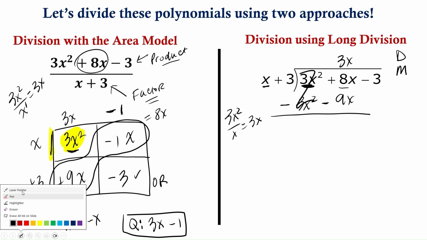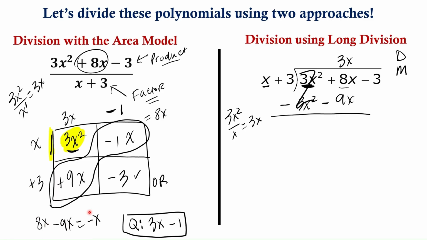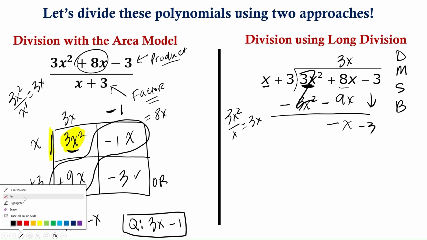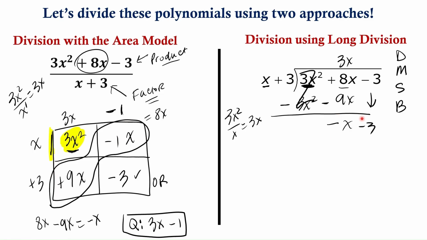Look over here at what we did. We had 8 minus 9 to find that unknown value in terms of this area of this box. We're doing that right here. So I'm going to do 8 minus 9, which is going to give me negative x. We're going to subtract that, like we just did. Then we're going to bring down that negative 3. Again, look right here. Those are the same values right there.